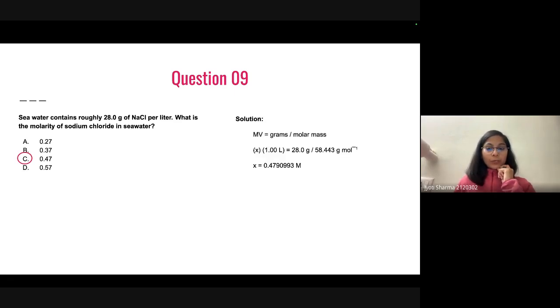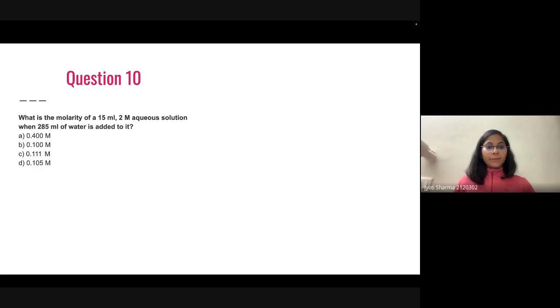Okay, so you are right that the molar mass is 58.443, or let's say 44, and then we just need to divide the given mass, that is 28, by the molar mass, and this is how you will get the value of molarity, and this molarity will be 0.7. Okay, I think right now you can calculate it very easily.